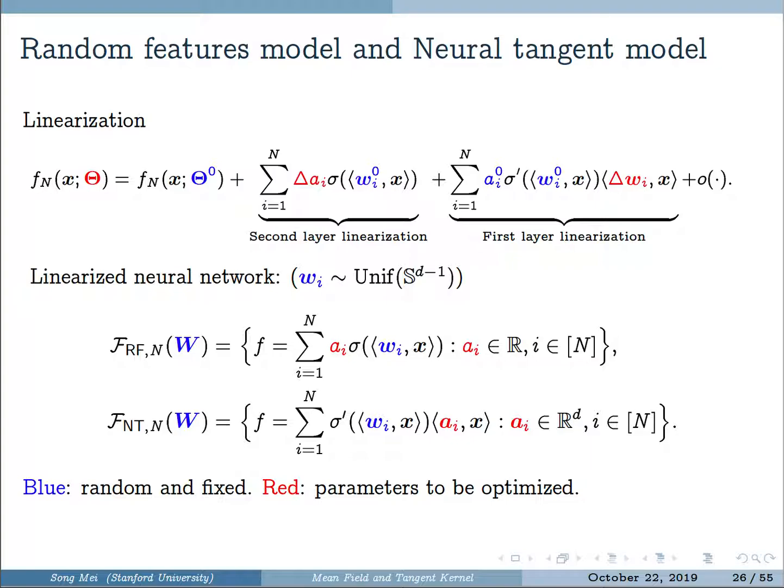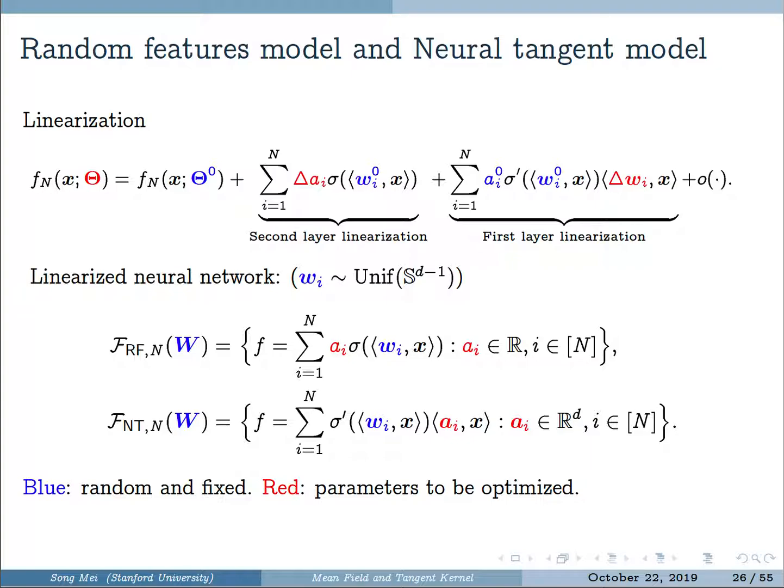And then there is a more complicated term, and in this term we fix these a_i's and linearize over the w_i's. We associate a function class with the second term, and this function class we call the neural tangent class. In this function class there are still N neurons, and the functions in this function class are of this form.